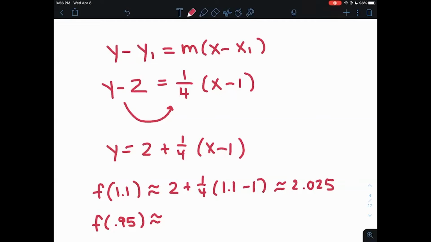There's your approximation. Now, in this particular case, our actual original function, the square root of x plus 3, is concave down.